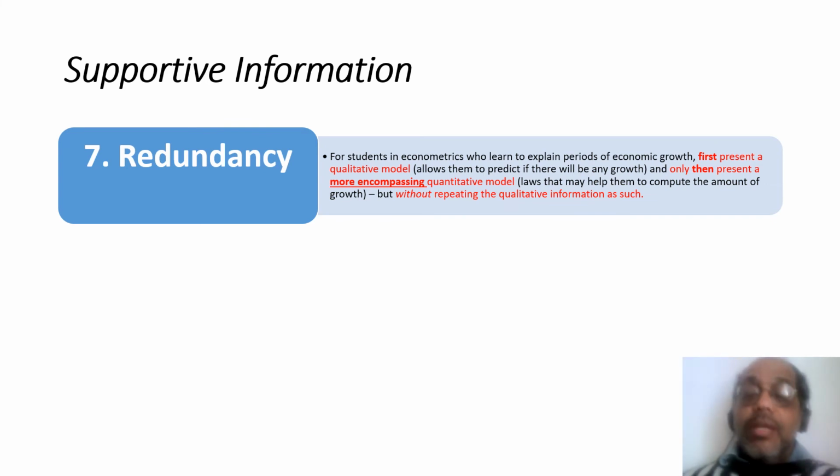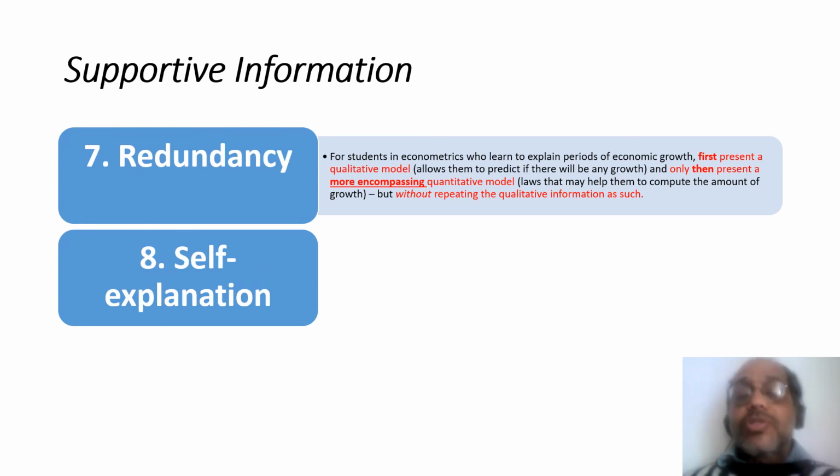And so what you then would do in the case of economic metric students is you then provide an all-encompassing quantitative model, and then the qualitative model becomes redundant. So you're moving from the concrete to the abstract, from the opinion to the generalized abstract idea.